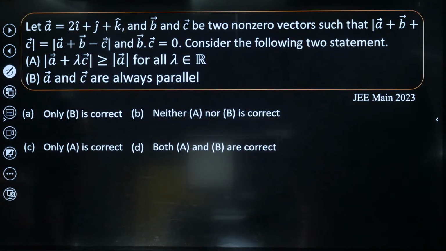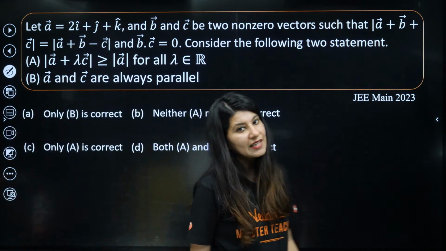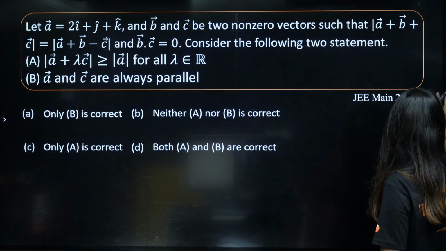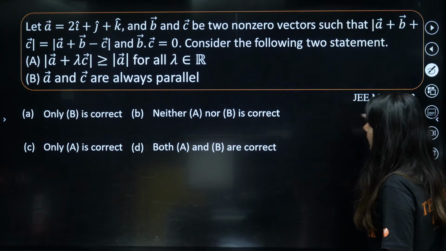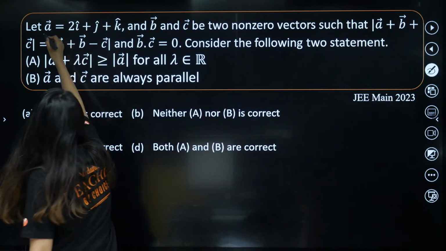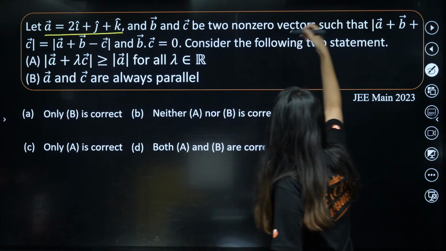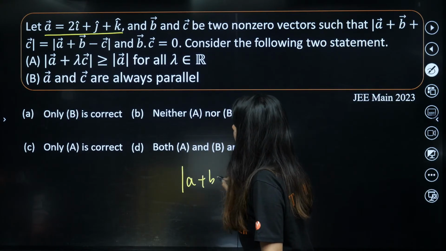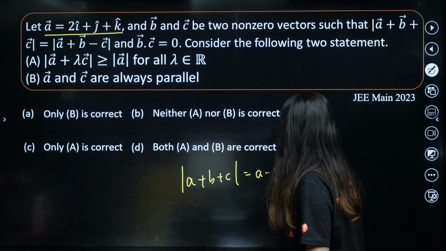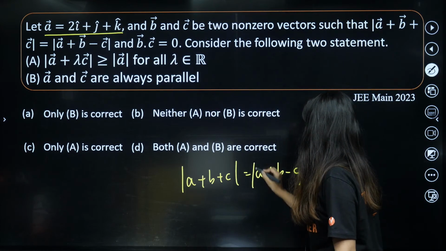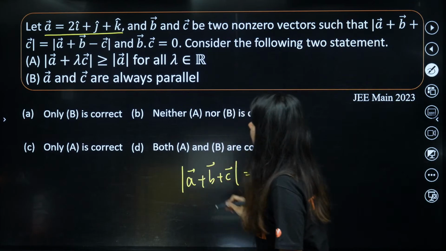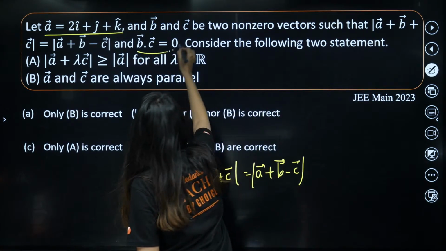Okay. Let's move on to the next question again from JEE Main 2023. Very nice question. Very easy question again, which says: let A vector be this. B and C be two non-zero vectors such that the magnitude of A plus B plus C is equal to the magnitude of A plus B minus C. This is what is given to us. And also B dot C is given to be 0.